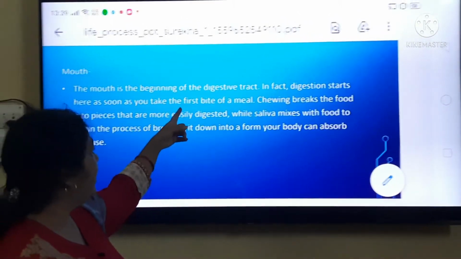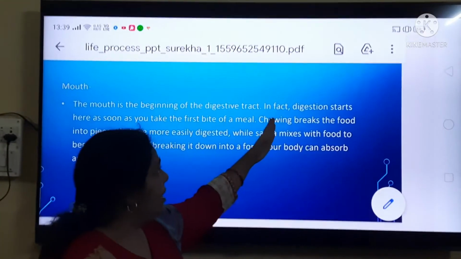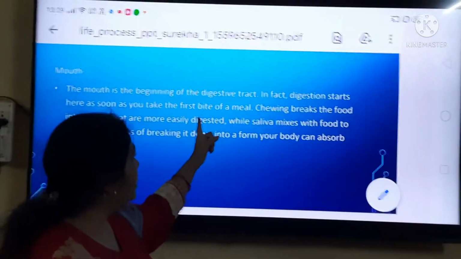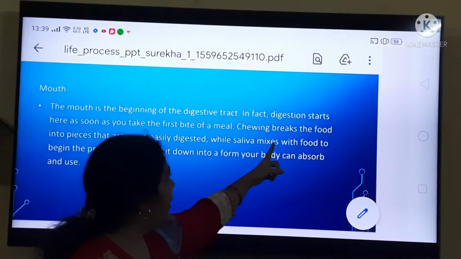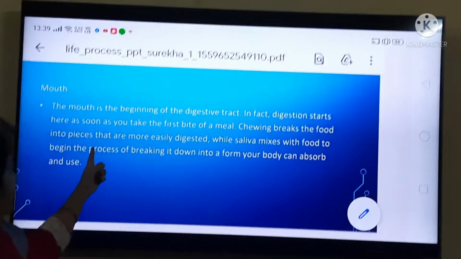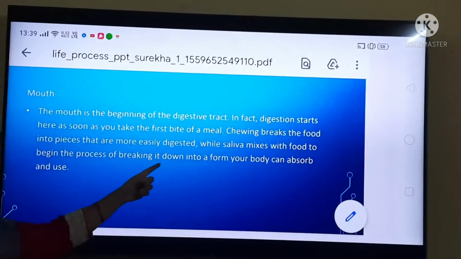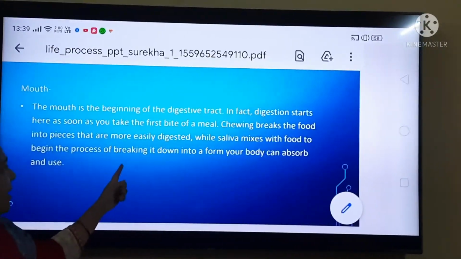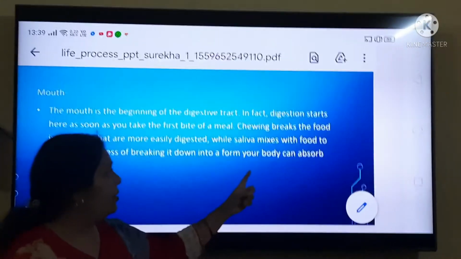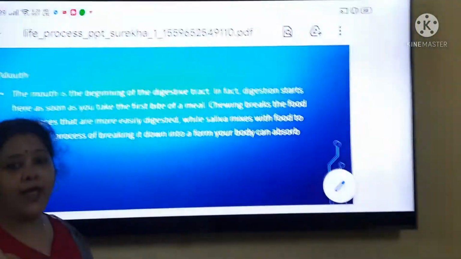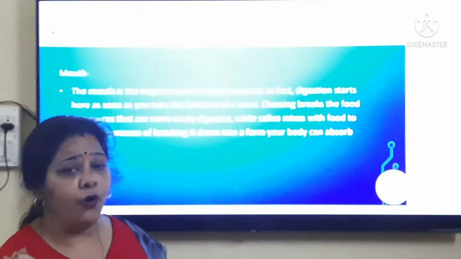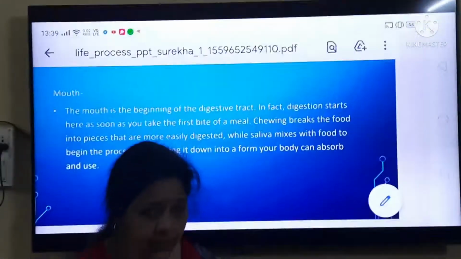The mouth is the beginning of the digestive tract. In fact, digestion starts here as soon as you take the first bite of a meal. Chewing breaks the food into pieces that are more easily digested, while saliva mixes with food to begin the process of breaking it down into a form your body can absorb and use. So that has to be the main purpose, the form which our body can digest and absorb.